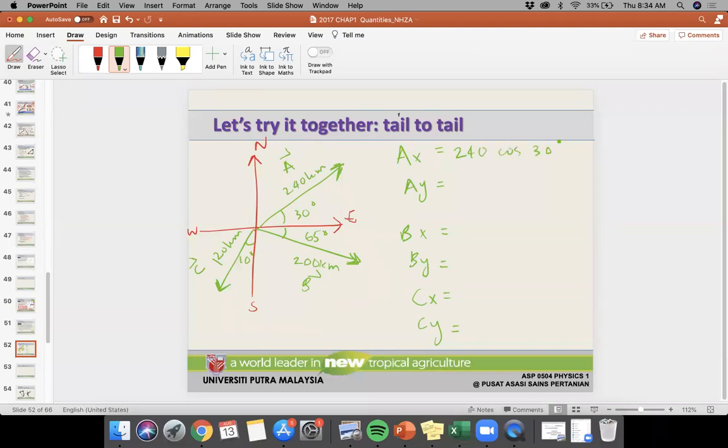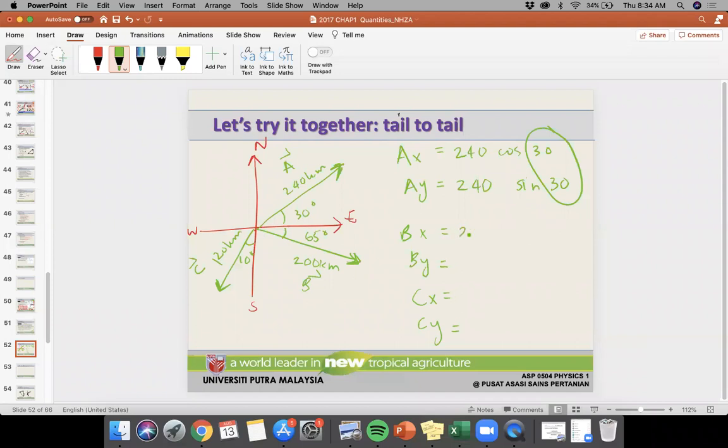Is that right, everyone? Yes. Why is it right? Because the angle is touching the x-axis. Yes. Thank you. So AX is 240 cos 30 and AY is 240 sine 30. Your angle should be the same. Don't switch around.